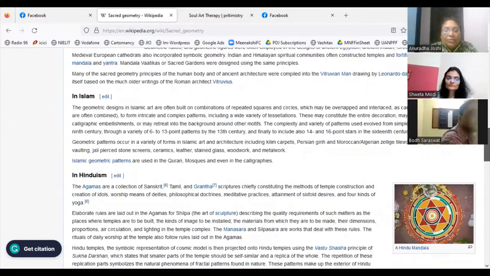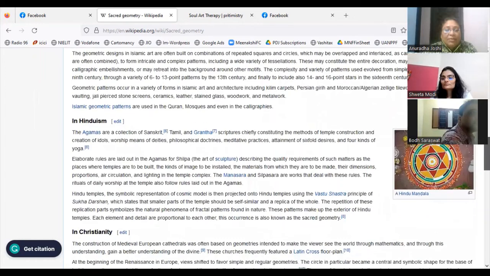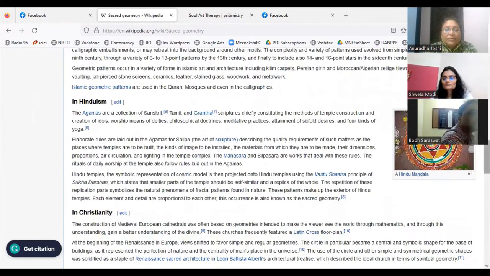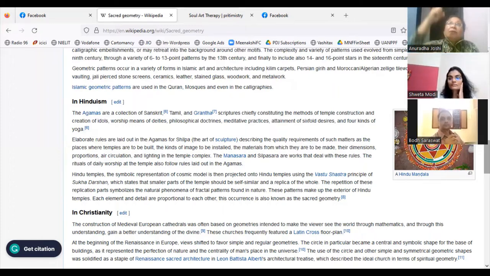But anyway, I wanted to just go here, and because the one I was telling about, the Agama, are the collection of Sanskrit scriptures for temple construction. So exactly where the idol will be placed, what kind of structure, from the gate, from that entrance to where the deity is placed, what is the geometric angle between the top and the bottom, all this is written in the scriptures.